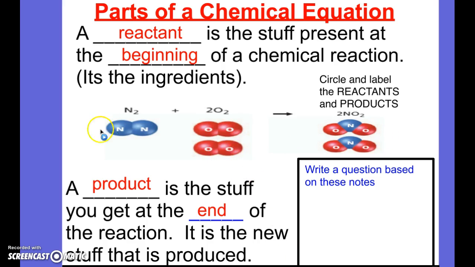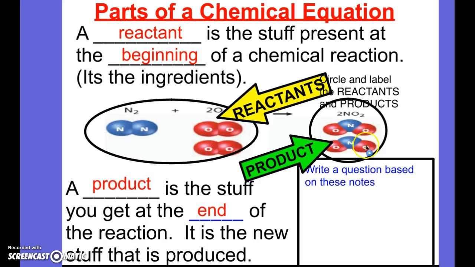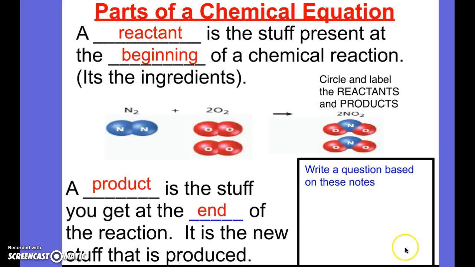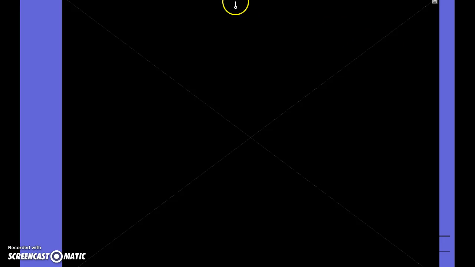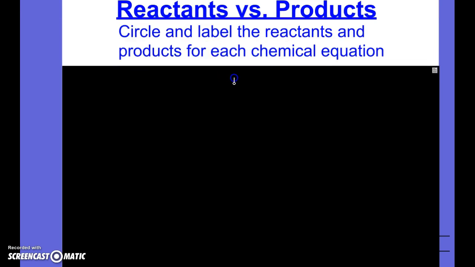So I want you to write out this formula, circle and label the reactants, the stuff present at the beginning of the reaction, and please circle and label the product or the stuff present at the end of the reaction. And then write a question about these notes, the difference between a reactant and a product.